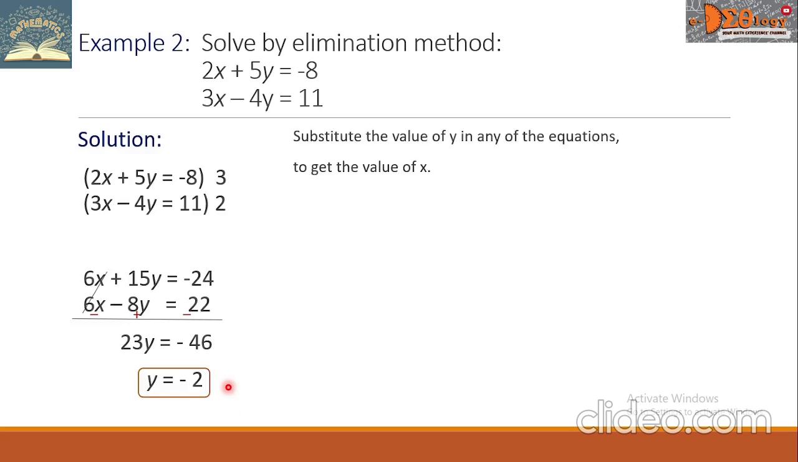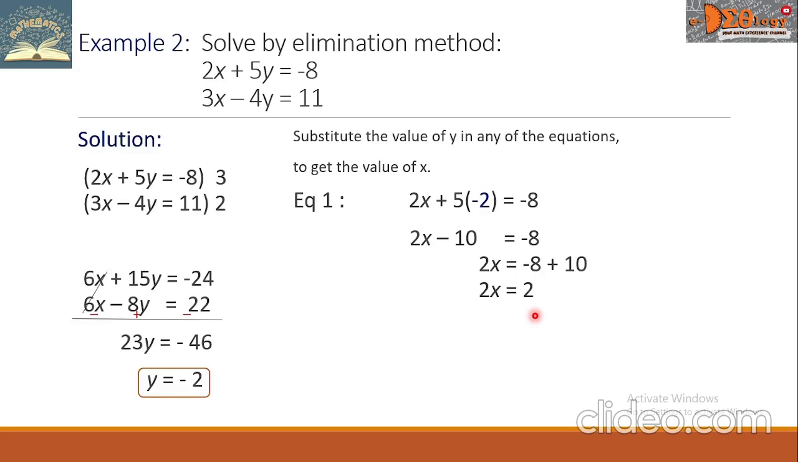Then we substitute the value of y in any of the equations to get the value of x. Let's say equation 1. So 2x plus 5y equals negative 8 becomes 2x plus 5 times the negative 2 equals negative 8. 5 times negative 2 is negative 10. Then we transpose the negative 10 to the right. So 2x equals negative 8 plus 10. The right side becomes positive 2. To solve for x, we divide the equation by 2. So x equals positive 1. This is the value of x.